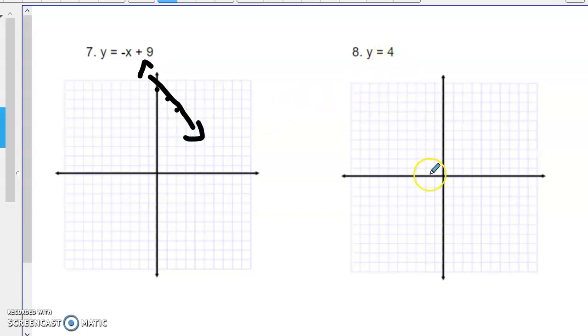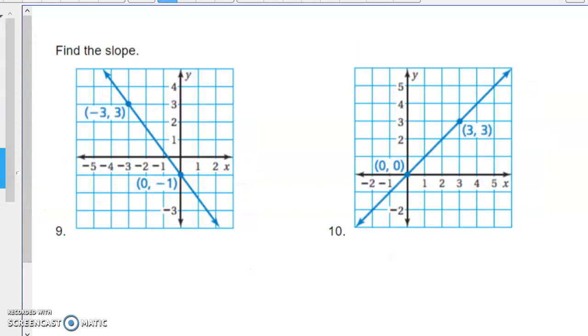Number 8 is y equals 4, and what that means is you're going to have a line at 4, but it's going to be a horizontal line because y always has to equal 4. No matter what your x coordinate is, your y always has to be 4, so it would be a horizontal line at 4.